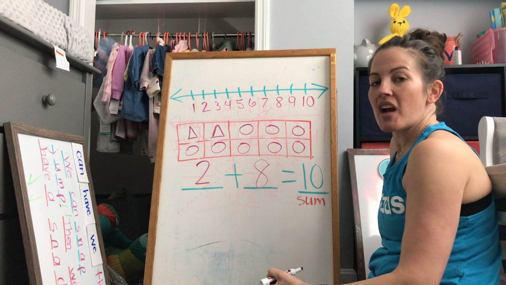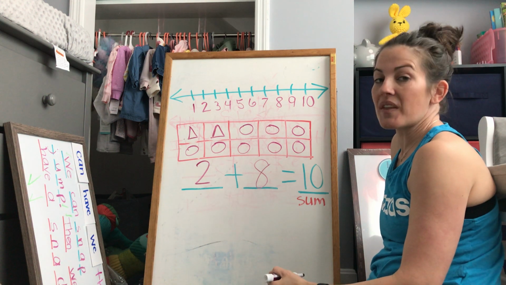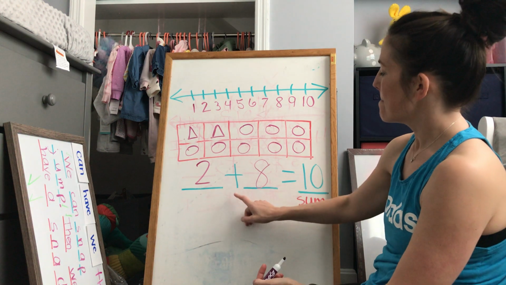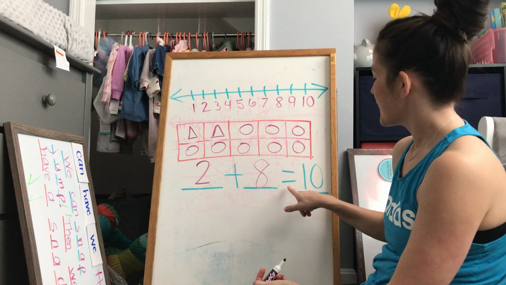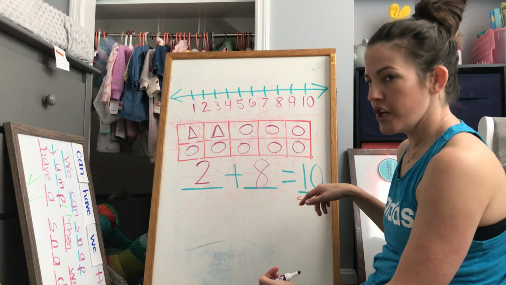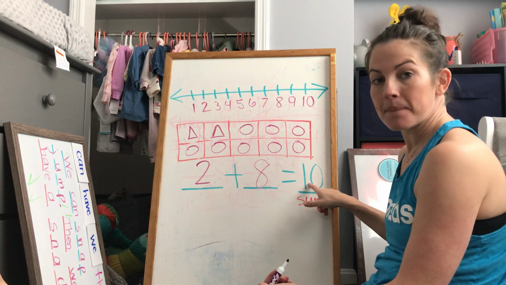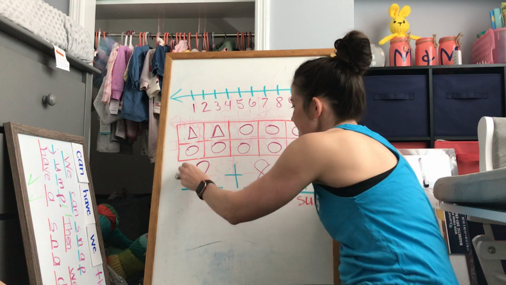One way that I keep track when I'm writing is to count along with it. That's a good strategy that mathematicians do. So 2 plus 8 equals 10. Read it again. 2 plus 8 equals 10. Okay, I'm going to erase.